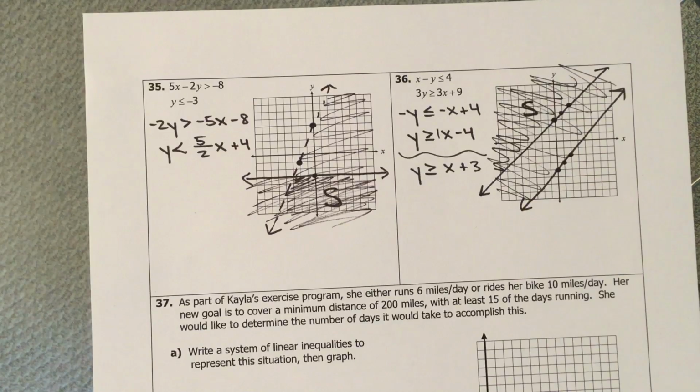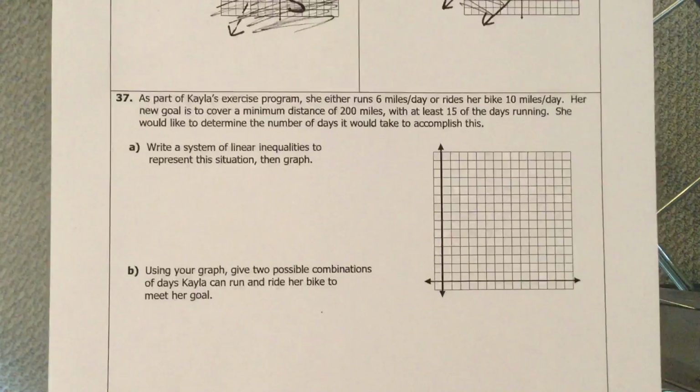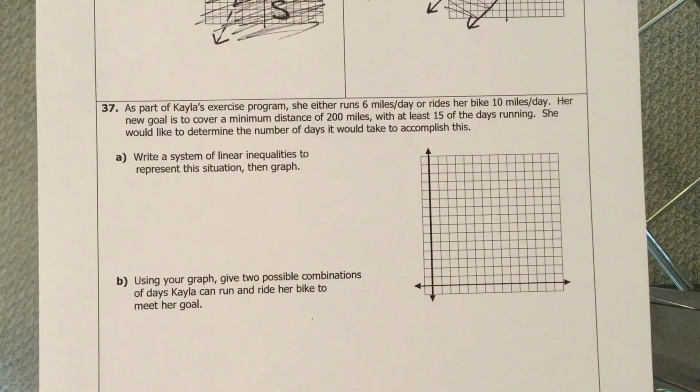Okay, and we are down to our last one right here, number 37. We're going to write our own system of equations and then use it to come up with some combinations. All right, so Kayla's got an exercise program. She either runs 6 miles a day or rides her bike 10 miles a day. Her new goal is to cover a minimum distance of 200 miles with at least 15 days running. Okay, so she would like to determine the number of days it would take to accomplish this. That's what we can figure out.